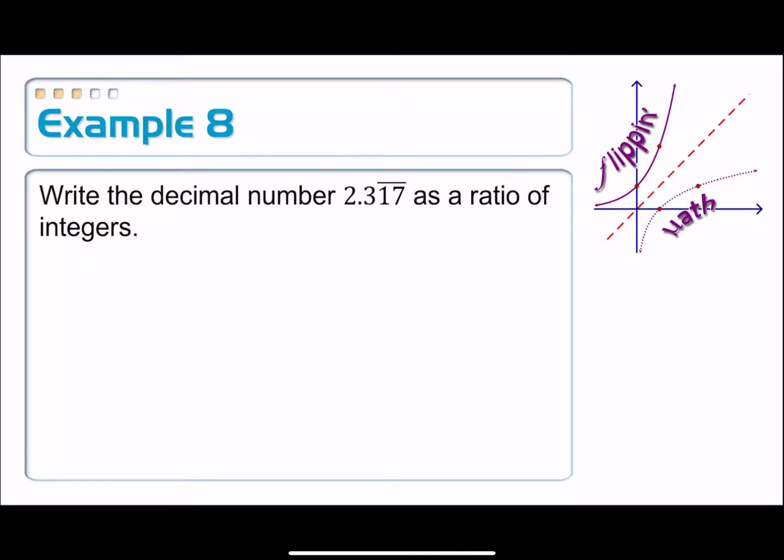Write the decimal number 2.317 repeating, and it's just the 17 that's repeating, as a ratio of integers. Well, writing a number as a ratio of integers means it's a rational number. Rational numbers, when I'm looking at decimals, they either stop, they terminate, or they repeat. So I should be able to write this as a ratio.